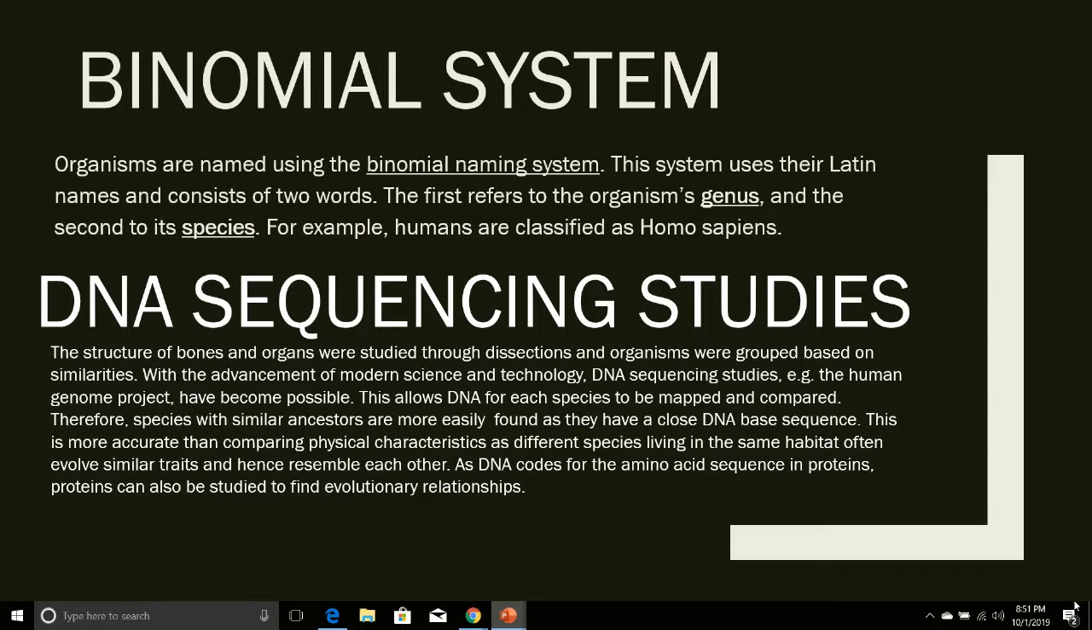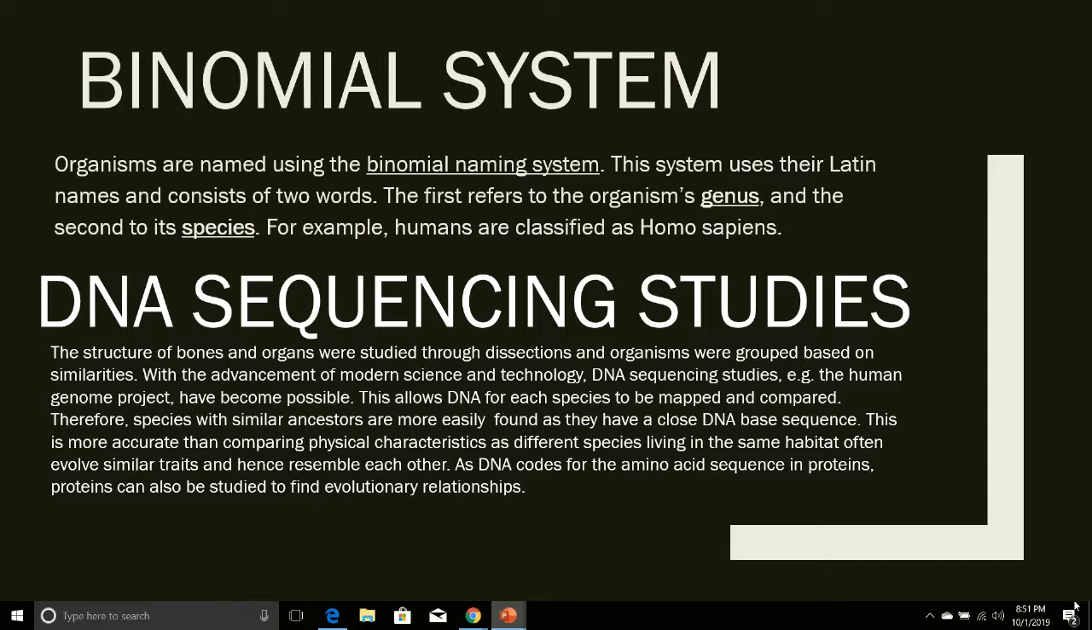DNA sequencing studies. The structure of bones and organs was studied through dissections and organisms were grouped based on similarities. With the advancement of modern sciences and technology, DNA sequencing studies, for example, the Human Genome Project, have become possible. This allows DNA for each species to be mapped and compared. Therefore, species with similar ancestors are more easily found as they have a close DNA-based sequence.